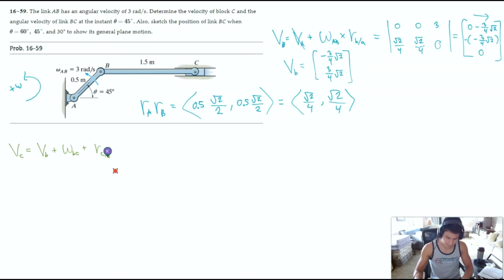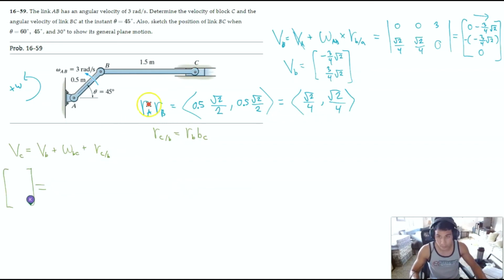Okay. And all we've got to do is find out what RC, RB is. So RC with respect to B is the same thing as RB to RC. From B to C, they get just 1.5 horizontally, so we can write this new vector. And real quick, since we see that VC can only move in the horizontal plane, we can only write a VC here. So we're going to write it right here.